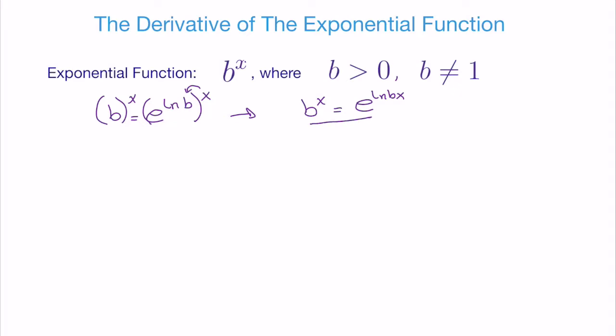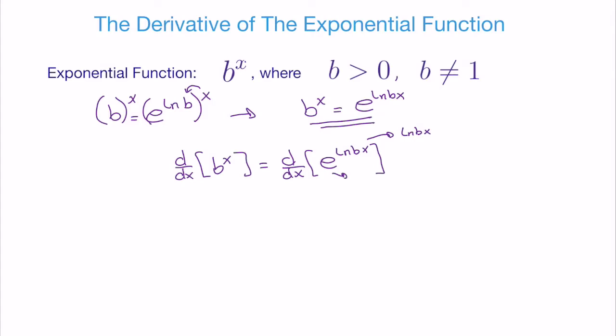Now we derive both sides of this equation, so d/dx of b to the x is going to be d/dx of e to the ln b x. And we have the chain rule. The inner function is ln b times x, and the outer function is e. So we derive the outer function, keep the inner function in, and derive the inner function. So this is e to the ln b x, and the derivative of ln b x is just ln b.